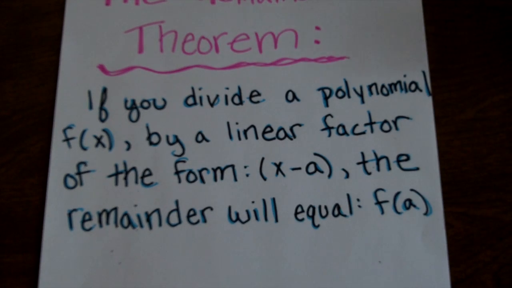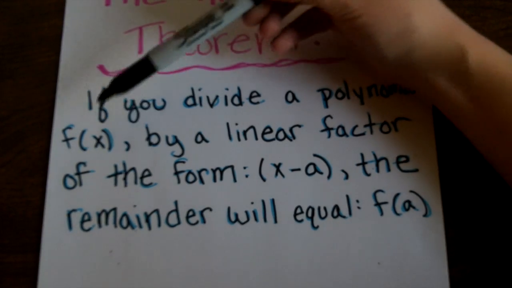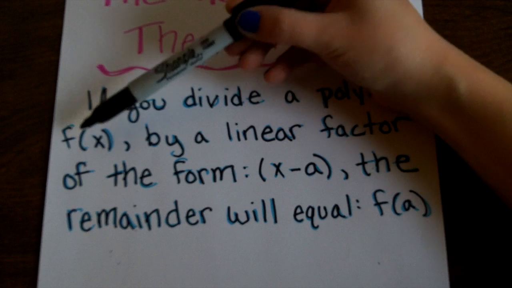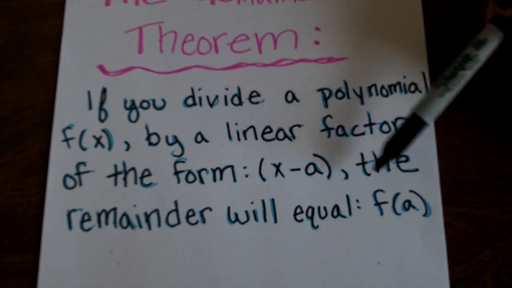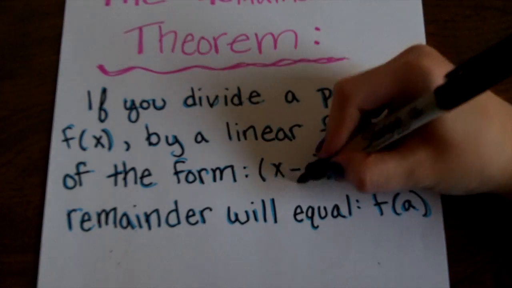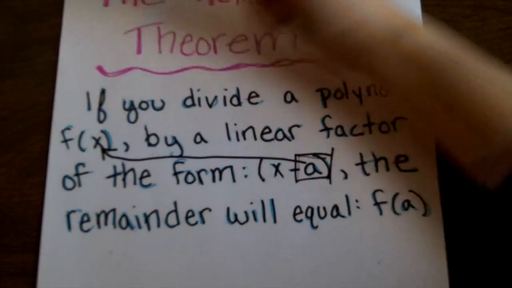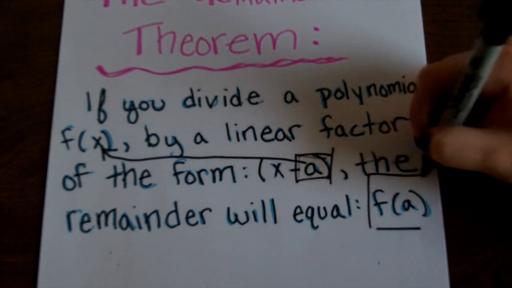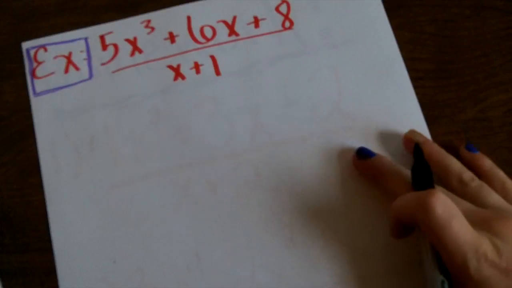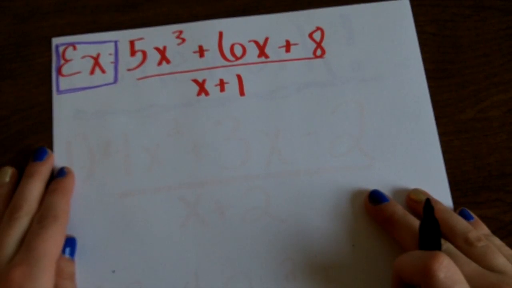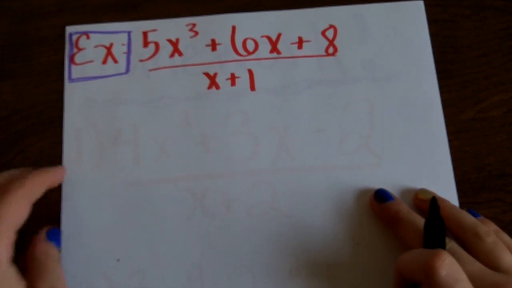So this pretty much states that if you have an equation, f of x, and it's divided in the form of x minus a, then the remainder will equal this number a plugged into your original equation f of x, and you will get f of a. So let's look at that. Here's an example. 5x cubed plus 6x plus 8 over x plus 1.